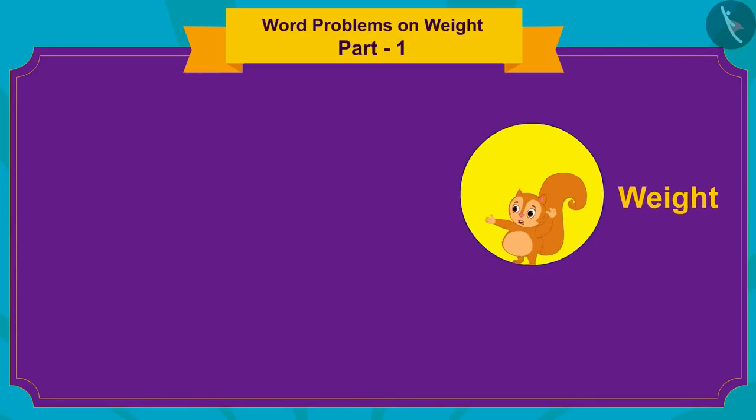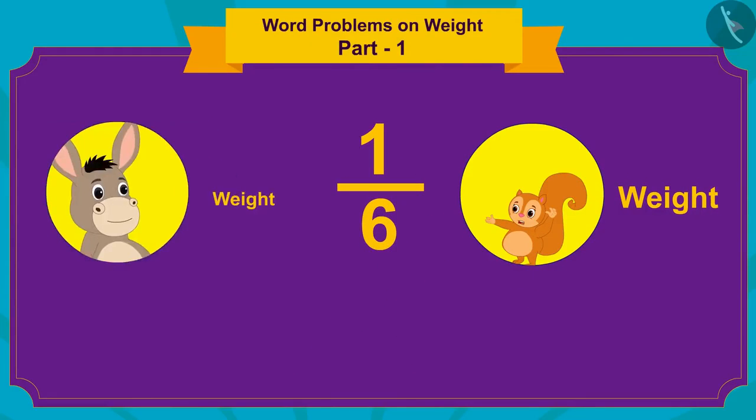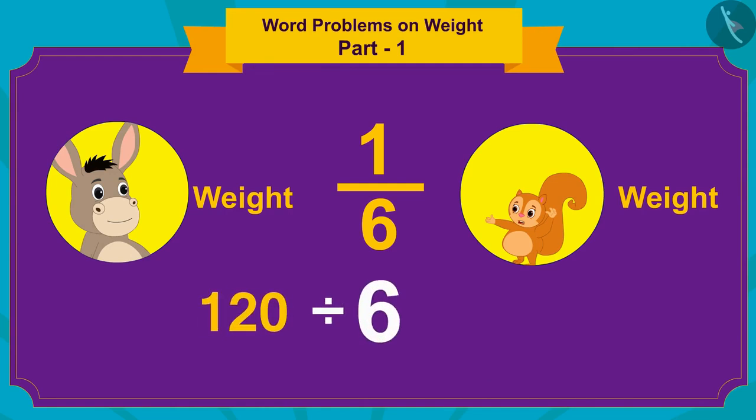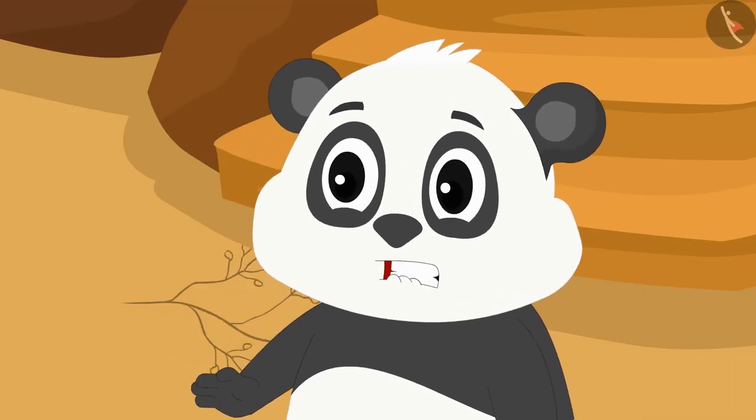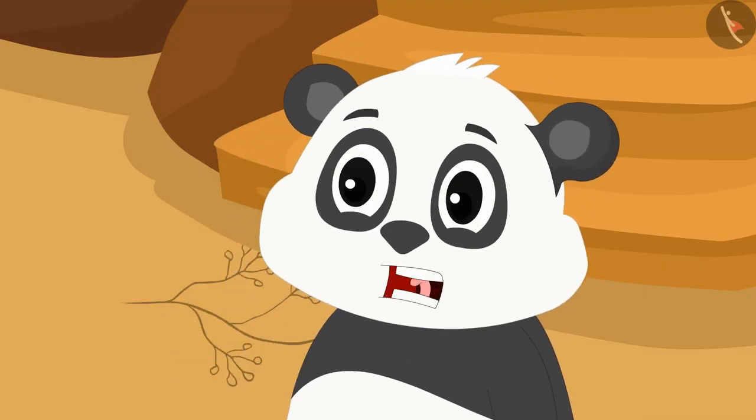Chanda's weight is 1/6 of Bhola's weight. This means that to find the weight of Chanda, we have to divide Bhola's weight by 6. In this way, the weight of Chanda is 120 divided by 6. That is 20 kilograms.